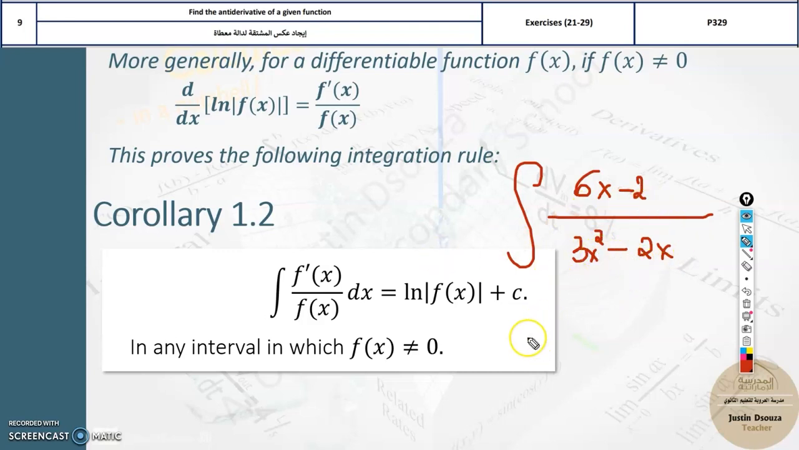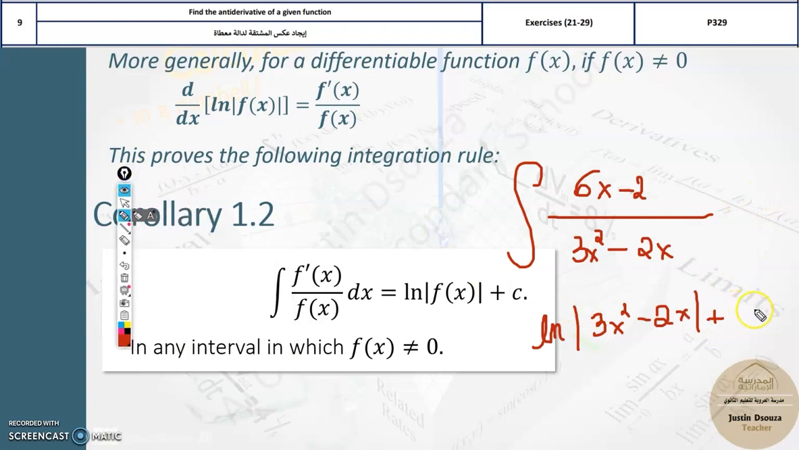Then don't go to solve anything else. The answer will be ln. Open the magnitude symbol. 3x squared minus 2x, plus c is always there for integrals.